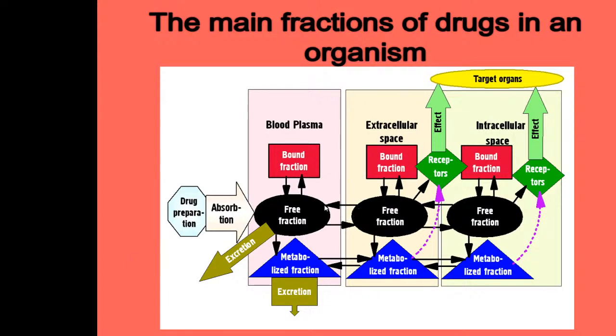The main fractions of the drug in the organism. So drug preparation is absorbed into blood plasma, and there is free fraction and bound fraction. Free fraction acts but is also metabolized, but bound fraction doesn't act but gives molecules to free fraction. Because the drug is metabolized and excreted, free fraction is decreased, and molecules to normalize concentration of drug pass from bound fraction.